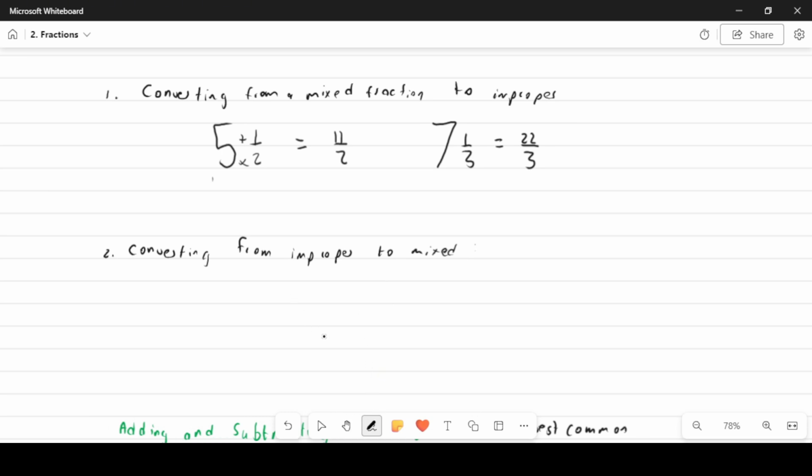Let's look at converting from improper to mixed. So let's say you were given 11 over 2 and you need to write it in this form here. This is what you do. Very simple. Your first step, listen to me, is to take the number and put it into your calculator. So 11 divided by 2 is what?